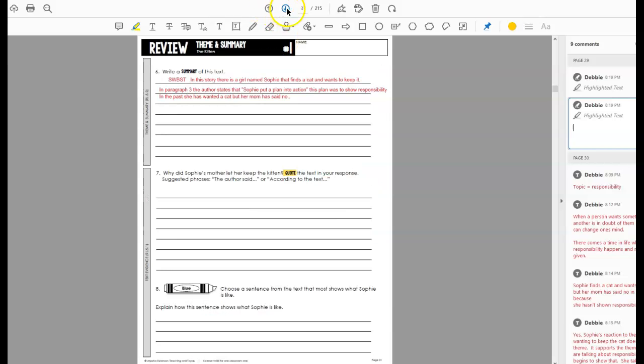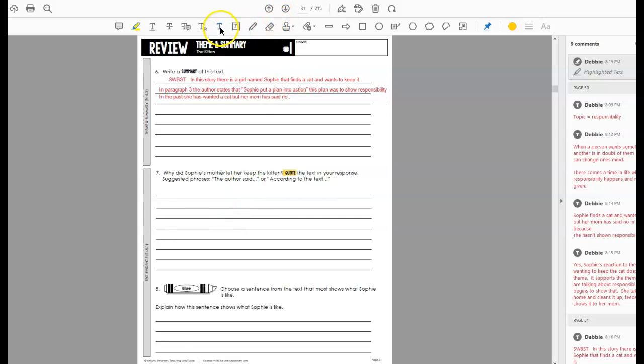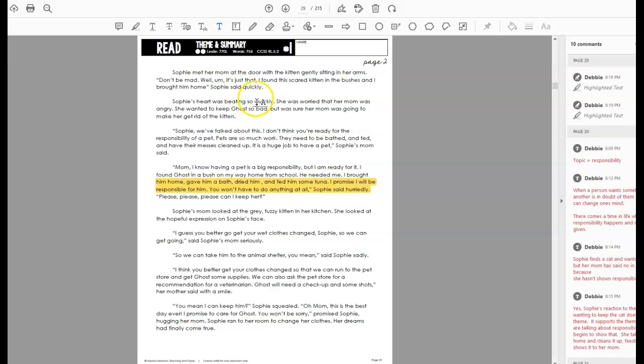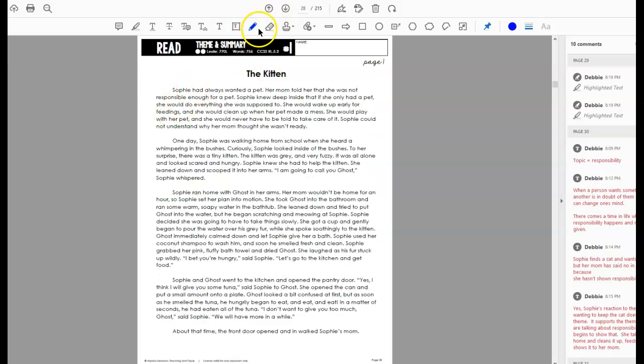So then when I go back down here and I'm ready to write, I'm going to write that from that quote. So I'm going to say, in the story, it says that Sophie's mom is not willing to let her keep the cat, but Sophie tells her mom how responsible she will be. In paragraph, and now I have to go back and I have to find that. Okay, I have to go all the way back. This is paragraph, so I'm going to do this.